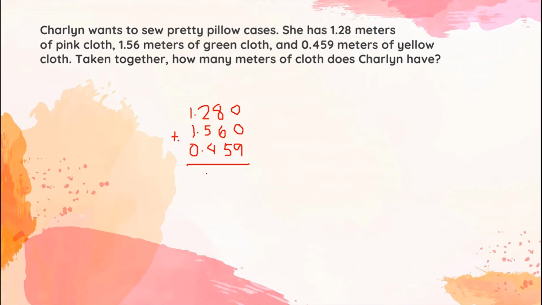So this time let's add 0 plus 0 plus 9, that is still 9. 8 plus 6, this one is 14. 14 plus 5, this one is 19.